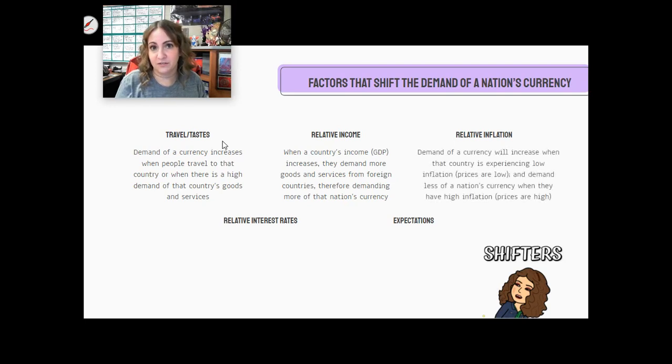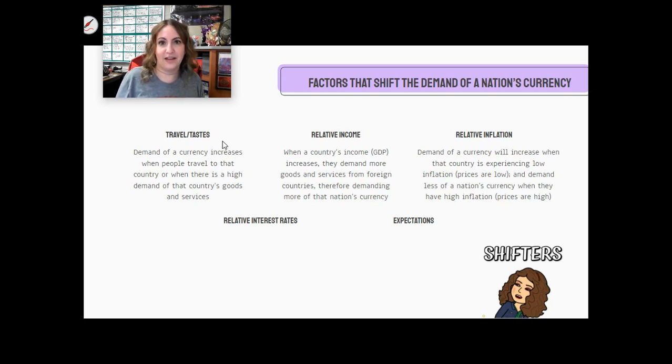There's also relative inflation. So think of inflation rates. Inflation is how high the price is, how expensive things are. So where would you want to buy things? Do you want to buy things where inflation's really high and it's expensive? Or do you want to buy things where things are relatively cheap? I think probably cheap. So demand for a country's currency increases when they have low inflation, when prices are cheap. I will demand that country's currency. It's a sale. And you're probably going to demand less of a nation's currency when they have really high inflation.